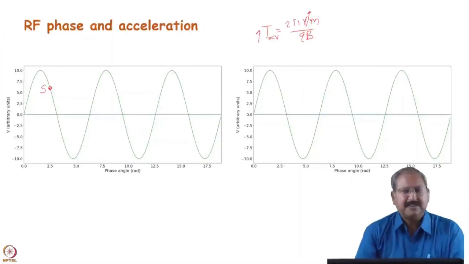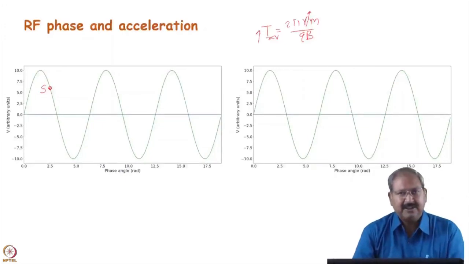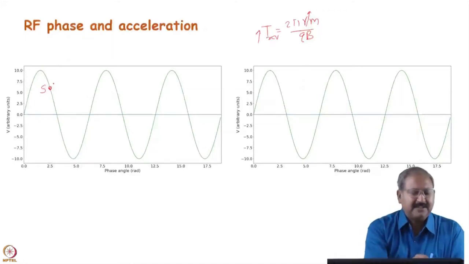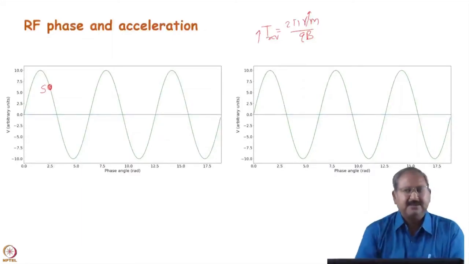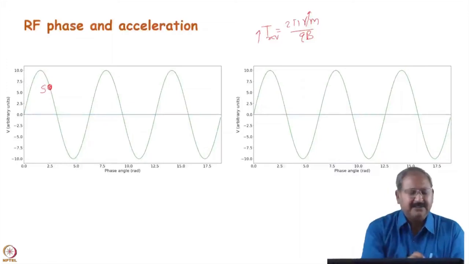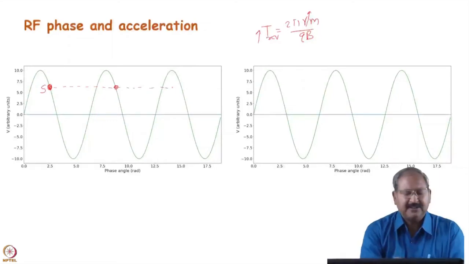So the synchronous particle revolution time is an integer multiple of the RF time period. So always after a revolution, it will reach the same phase. For example, consider that integer to be 1. After 1 RF cycle, this synchronous particle will reach the same phase here. And again after 1 turn, in the next cycle it will also reach the same phase.